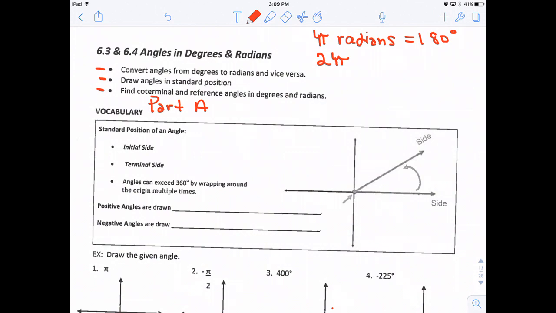And conversely, for angles in degrees, you definitely need to have a degree symbol, otherwise you're not going to know what you're doing. But for radians, you don't need to have the word radian after it. I am doing it here because this is probably the first time you've been exposed to this. So 2 pi radians is equal to a full circle of 360 degrees.